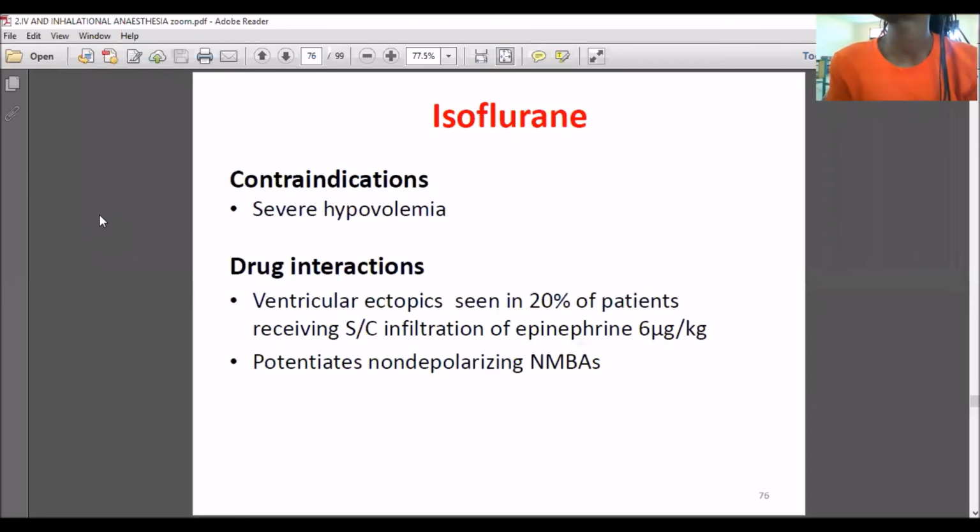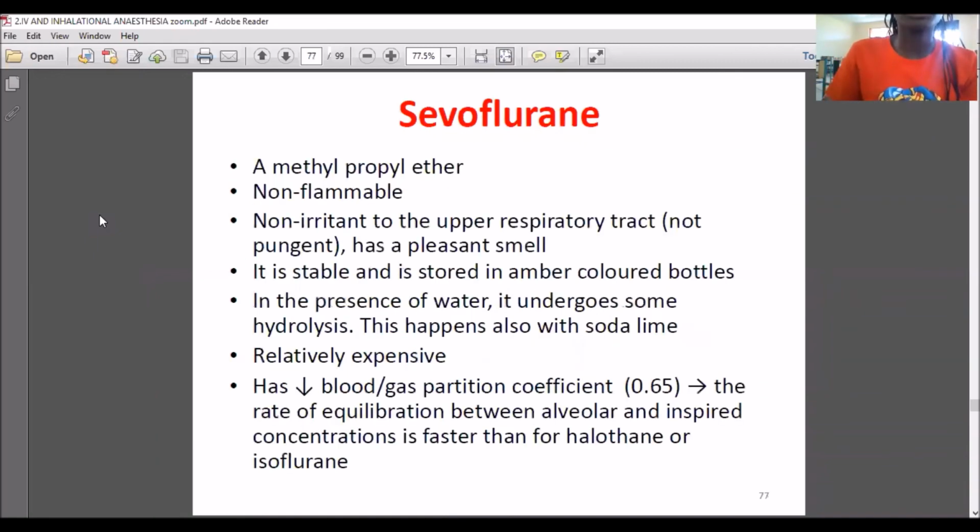Then drug interactions: ventricular ectopics seen in 20% of patients receiving subcutaneous infiltration with epinephrine, 6 micrograms per kg. It also potentiates non-depolarizing NMBAs.